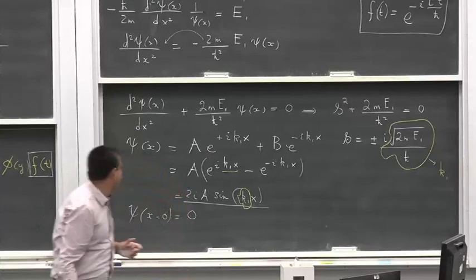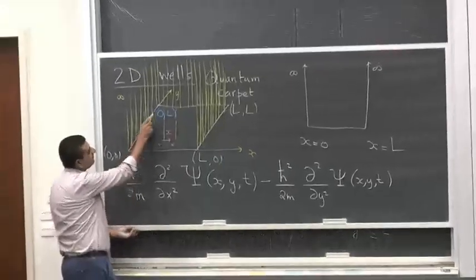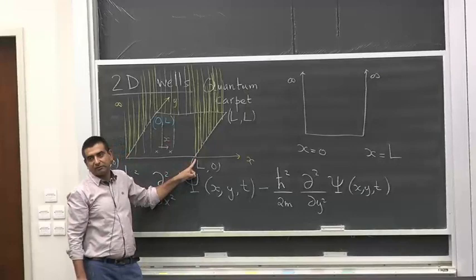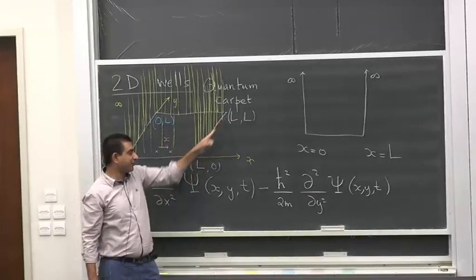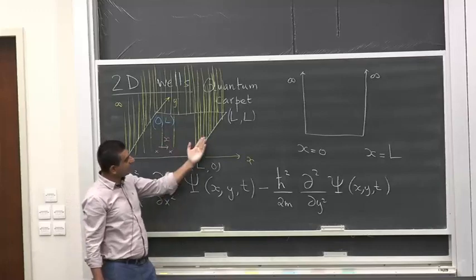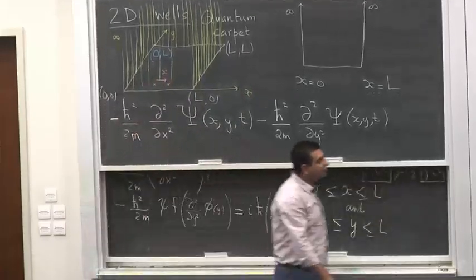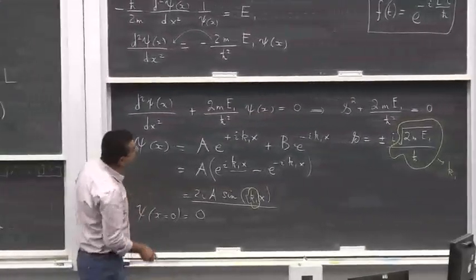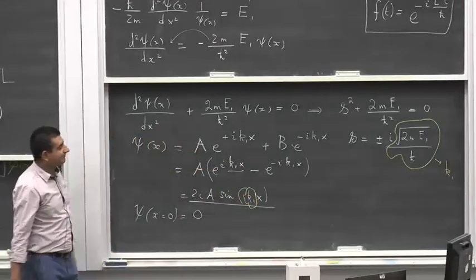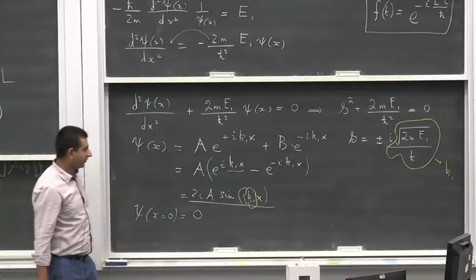Very good. So, there's nothing special about this edge. This edge equally deserves our attention. So at this edge, which means when x equals L, the wave function has to be 0. Because outside this edge, the wave function is 0. So the constraint that I have is that if I were to put x equals L here, then this wave function must be 0. So how do I do that?